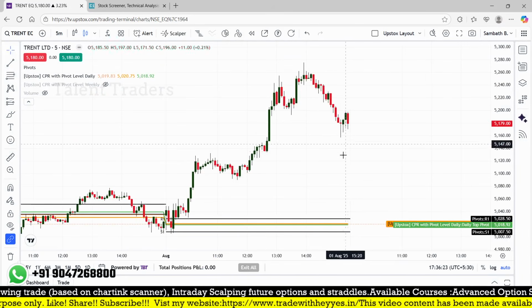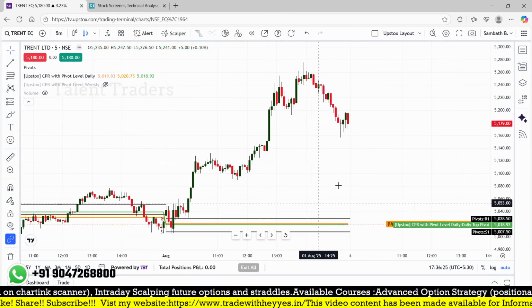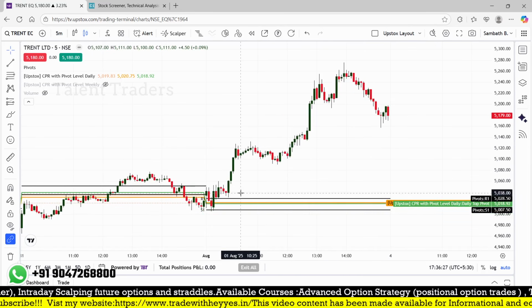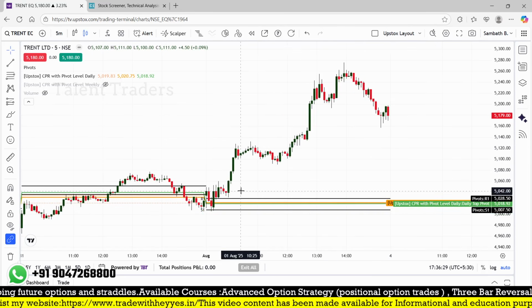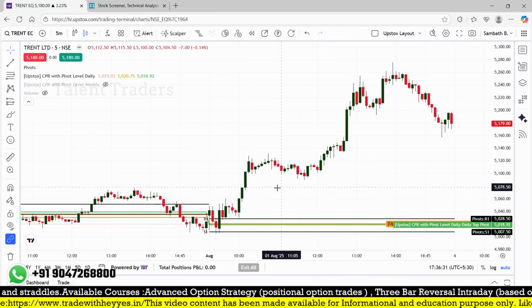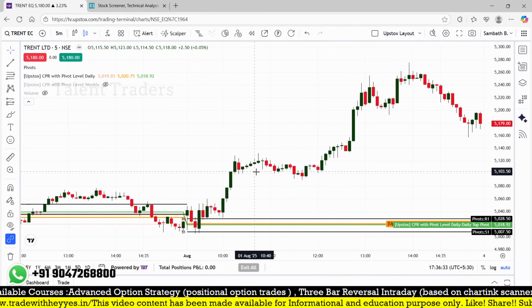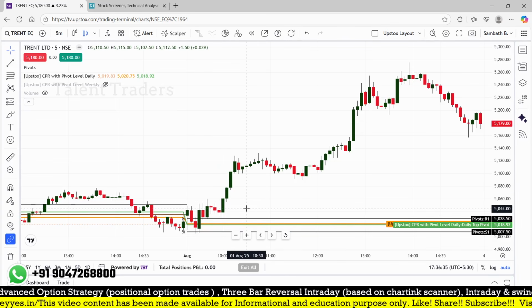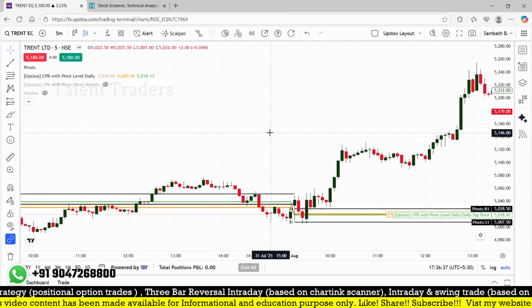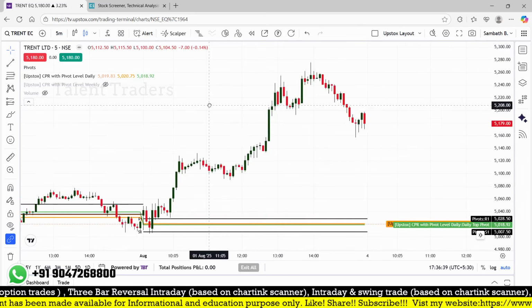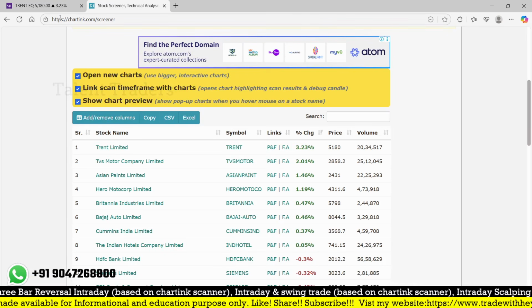So exactly at the CPR level you are able to see such a big breakout happening here, and that was a huge thing. And one more thing I'm finding here. So such a good move. But we can't expect that kind of movement in all the stocks.